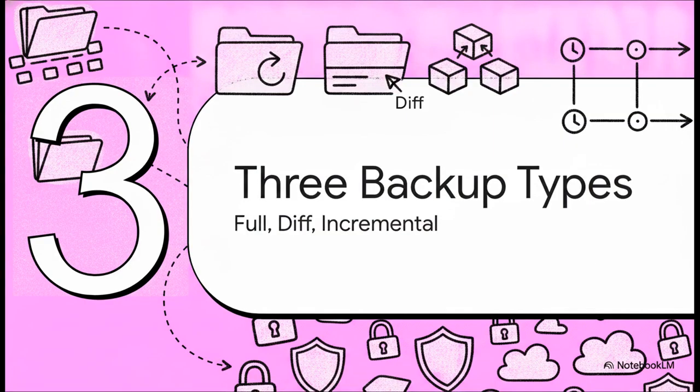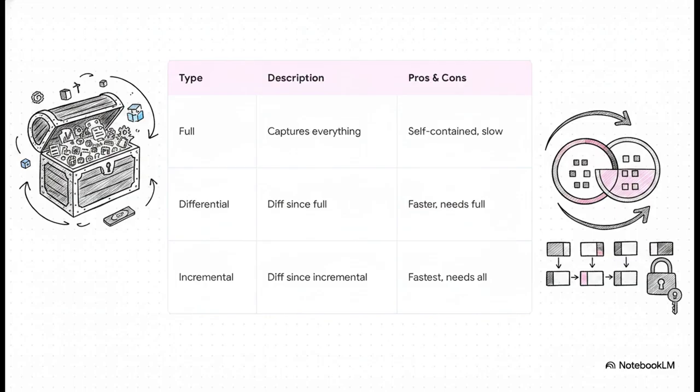Section 3. The 3 backup types. Now, when choosing how to back things up, you have 3 tactical trade-offs. First, a full backup. This captures absolutely everything. But as you can probably guess, it takes ages and eats up a massive amount of storage space. Then you have a differential backup, which saves time by only capturing what changed since your last full backup. Finally, an incremental backup is incredibly fast because it only grabs the tiny changes made since the very last incremental backup.